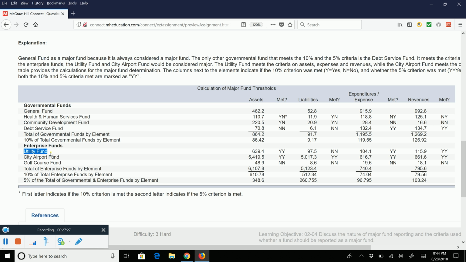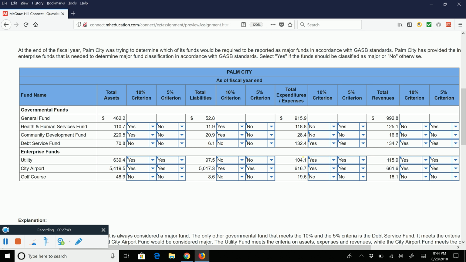The utility fund is major because of the asset test, the expenditure test, as well as the revenue test. And the city airport fund is major because it met the 10 and the 5% test across the board. And so what this means, once again, and we'll put the yeses and nos in here, meeting the 10% and 5% test: if it meets the criteria to be a major fund, they're going to get their own column when we prepare the fund financial statements. If not, it's going to get combined with all the other non-major funds, whether it's governmental or enterprise.